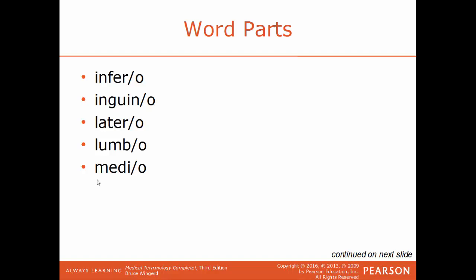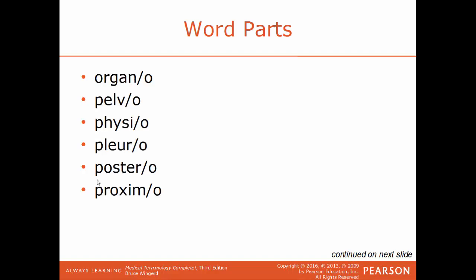Inguine or inguino is a reference to the groin, where you'll find the inguinal canal in males. Latero is a reference to the side, such as in American football, a lateral is pitching the football to the side. Not forward, not backwards, but directly to the side. Lum or lumbo is a reference to the lower back. Medio is a reference toward the middle. The organo or organ is a reference to an organ in general. Pelv or pelvo is a reference to the pelvis.